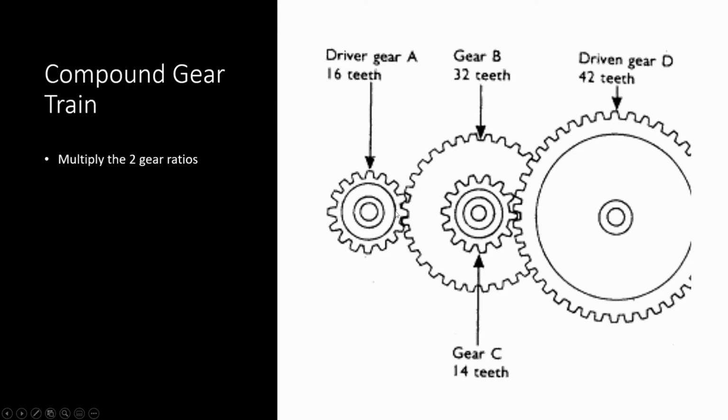So if we say that this is the input gear, actually, I'll slow down. I recommend trying to figure out the two gear ratios and then multiplying them together to find the final gear ratio in this.